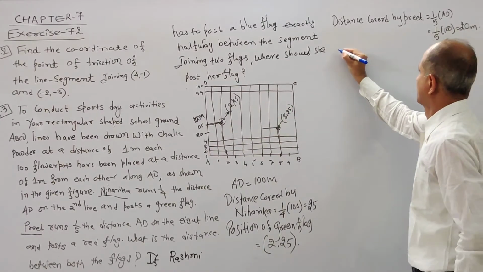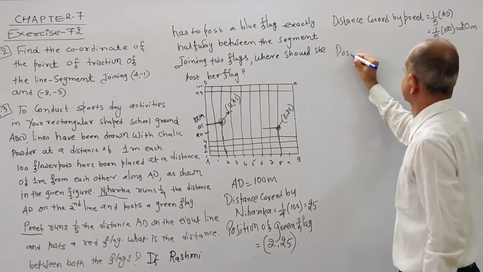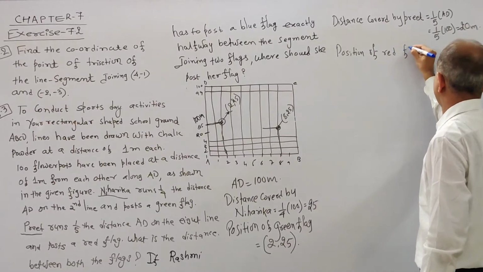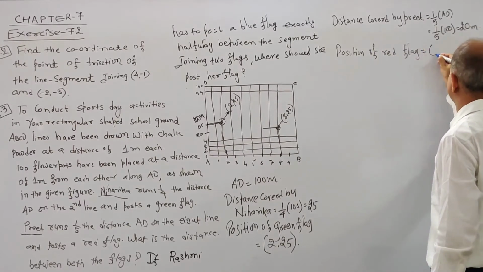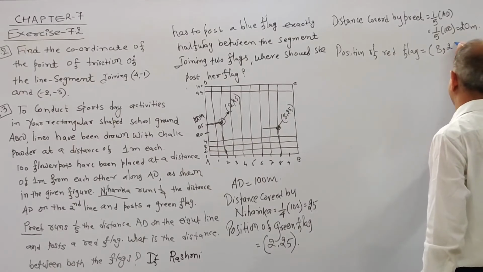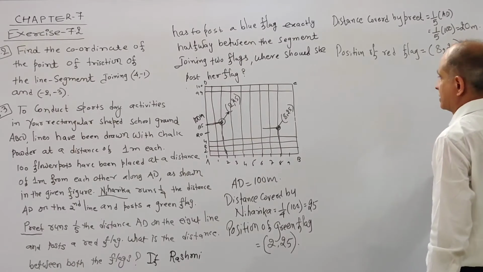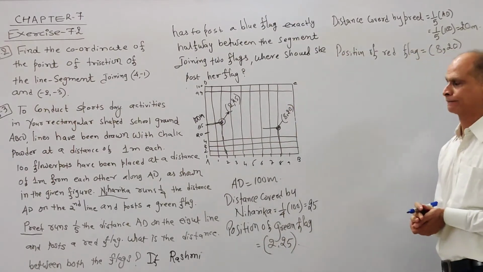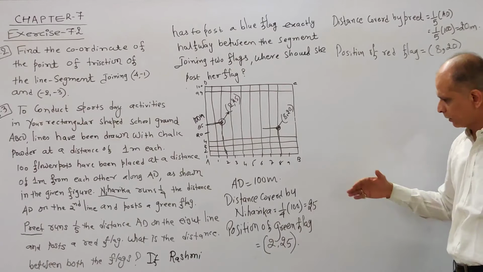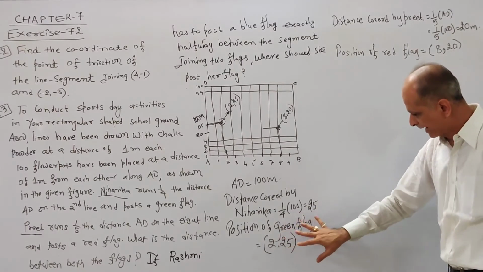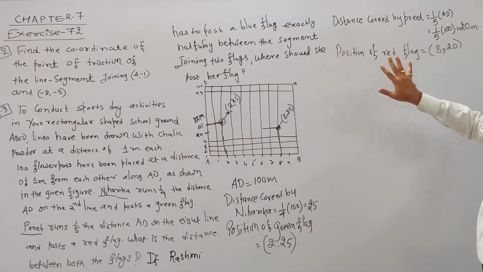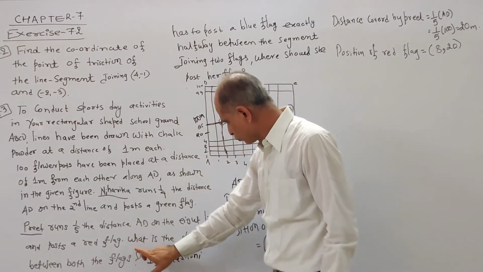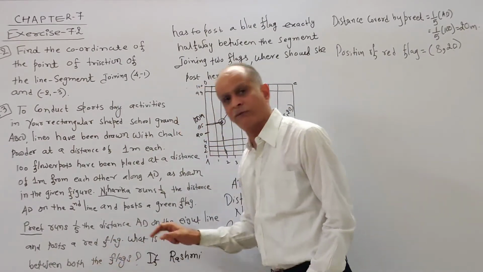The position of the red flag is equal to row number 8 and at the distance of 20, because it is 1/5 of AD. So first of all, we have found out the position of the green flag. Then we have found out the position of the red flag. Well, now the question is, what is the distance between both the flags?